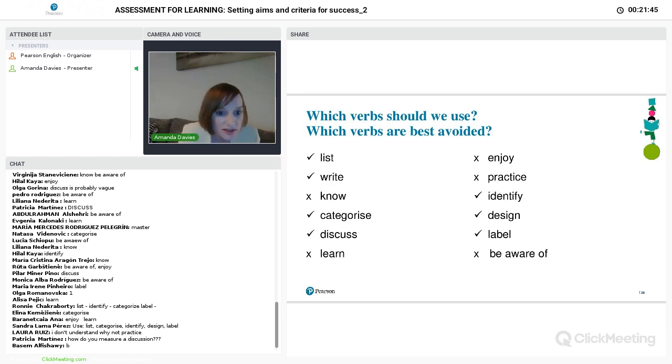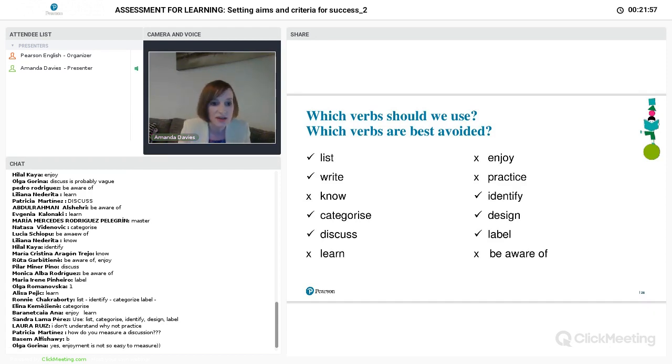Because someone's asked a question, I don't understand why not practice. Because practicing is something that you do. So it's describing what the students are going to be doing. They're going to be practicing. It's not describing what they're going to be learning. So a learning objective should always keep the learning in mind.